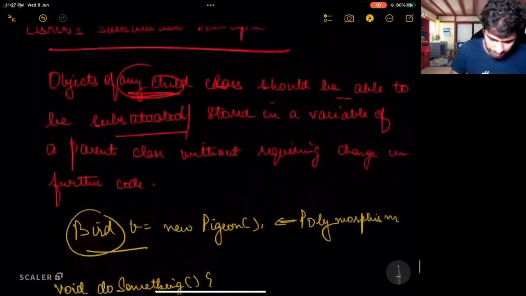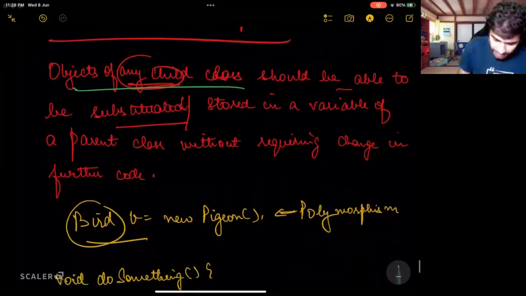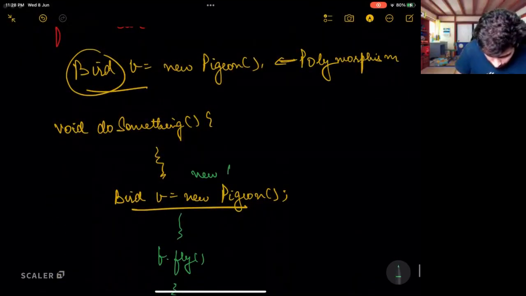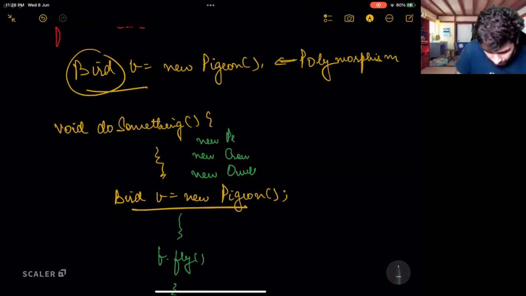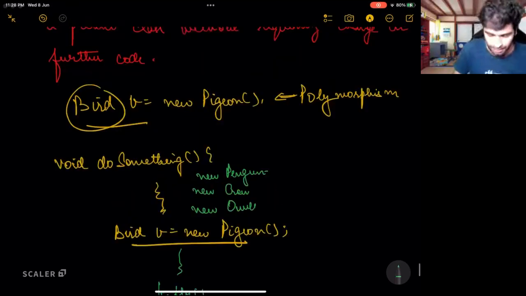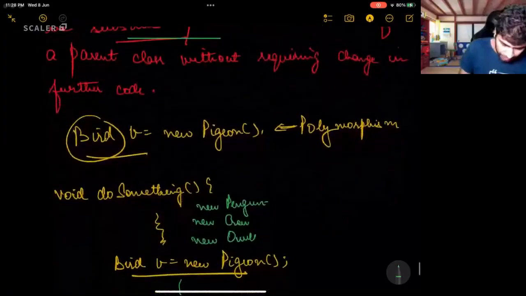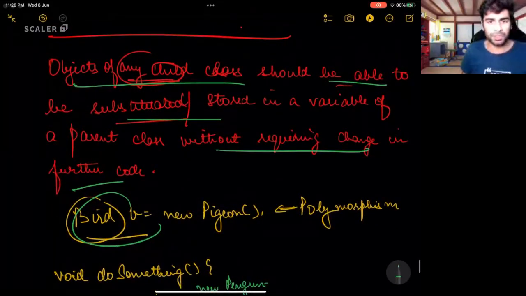Liskov substitution principle says that for an object of any child class of the bird, you should be able to place a new owl here. You should be able to place a new crow here. You should be able to place a new penguin here. An object of any child class should be able to be substituted in a variable of a parent class without requiring change in further code. Okay.